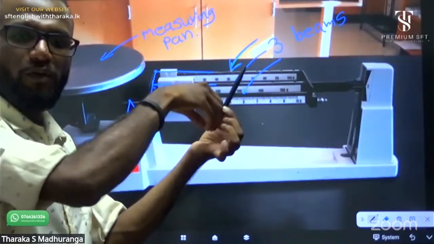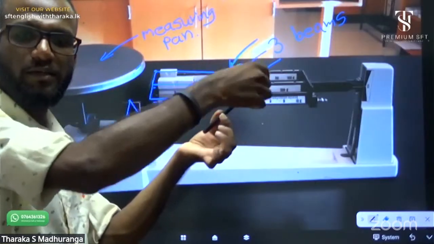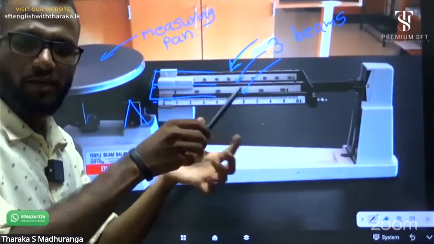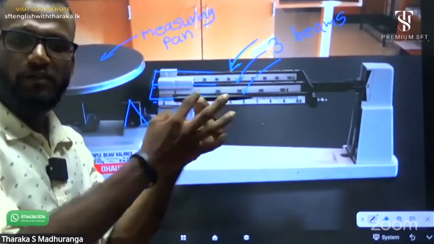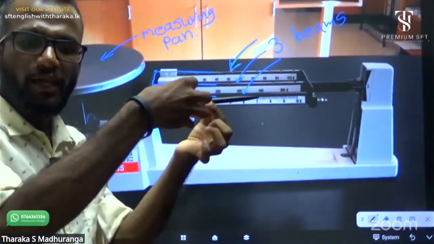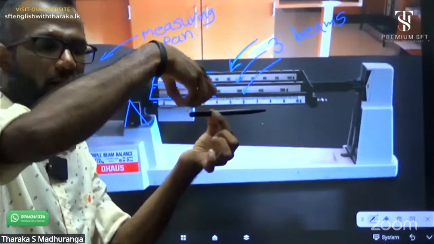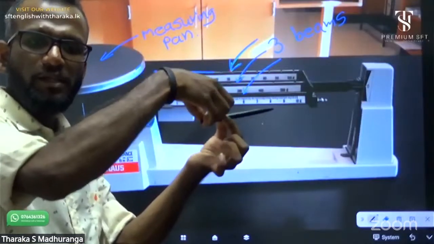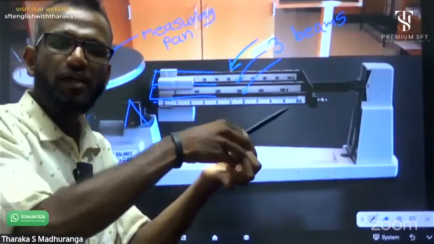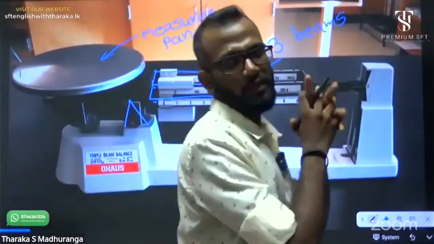If we apply any force on the shorter end, what happens to the other end? This is a single lever, fixed on this point, and the shorter end is connected to a measuring pan. If I place any mass on this measuring pan, what happens to the other end? It's moving up, rising upward. The same principle applies here.